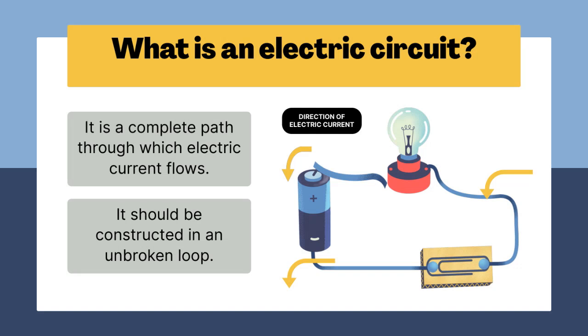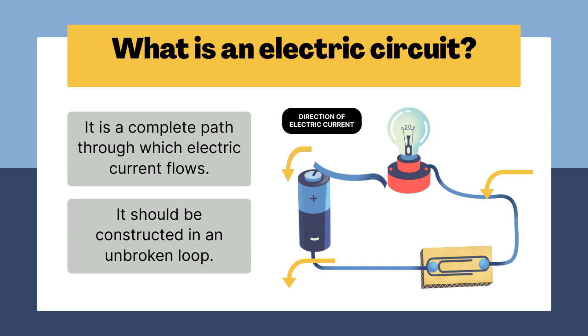It should be constructed in an unbroken loop, creating a complete path through which electric current flows. When we talk about the direction of electric current, we're referring to the flow of electric charge within a circuit. So, what is an electric circuit? Essentially, it's a closed path that allows electricity to travel from the power source through various components and back again.